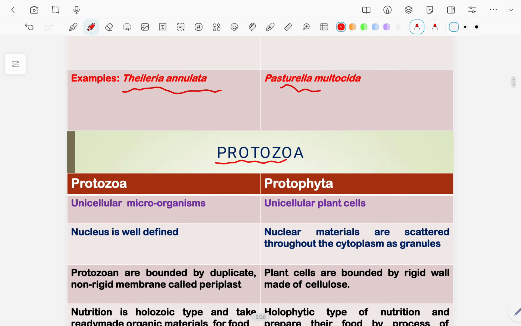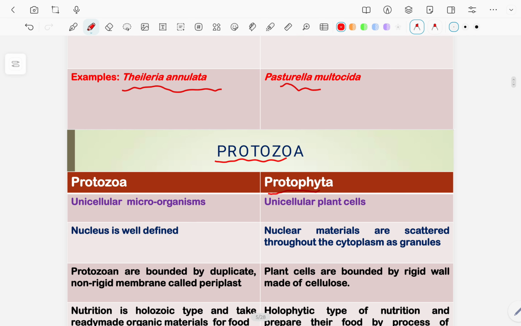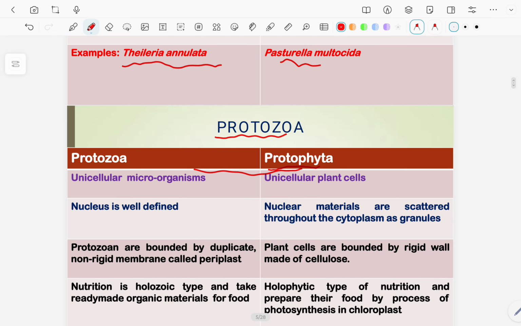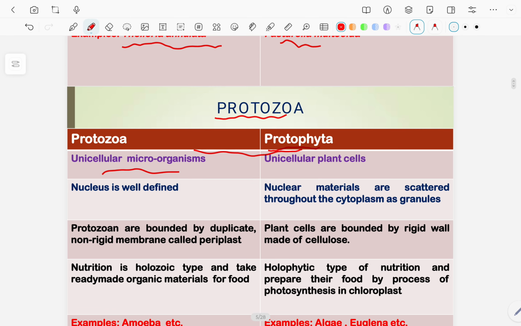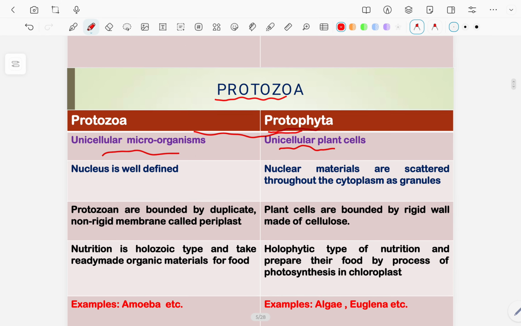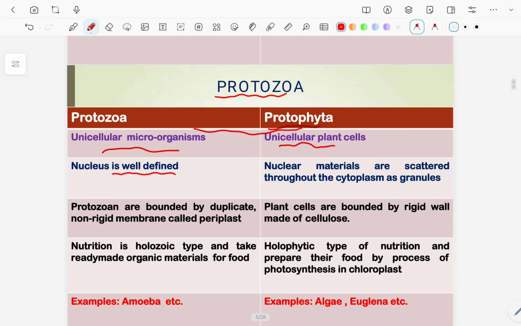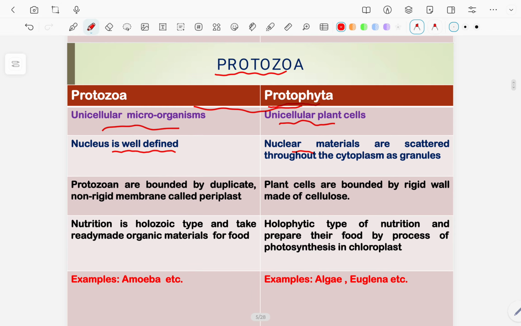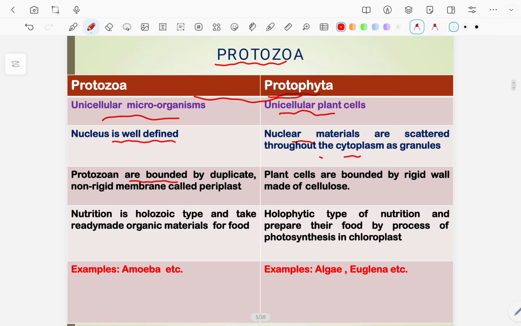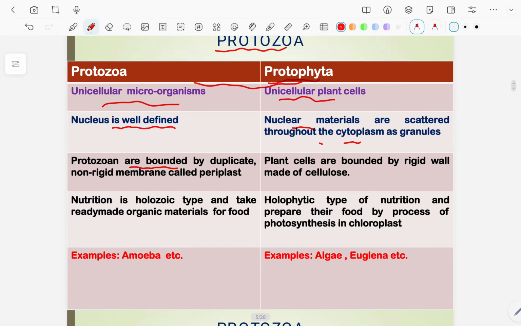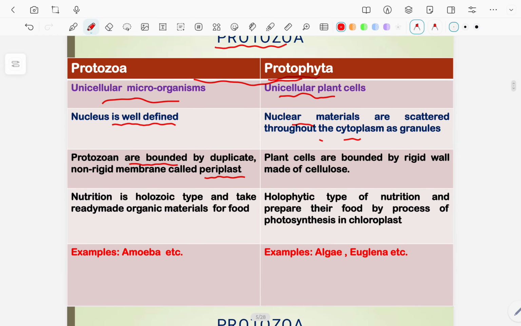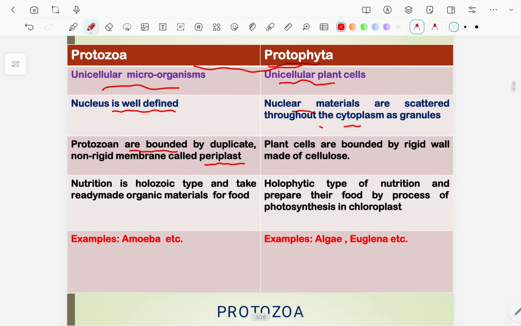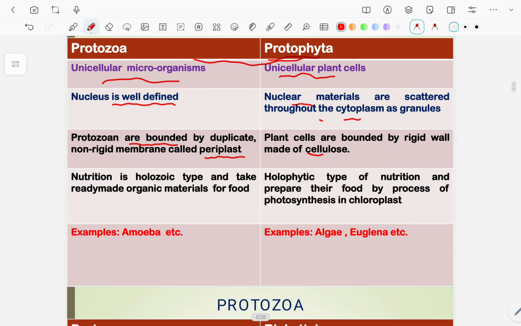Protozoa and protophyta. Difference between protozoa and protophyta: unicellular microorganism, unicellular plant cell. Nucleus is well defined. Nuclear material is scattered throughout the cytoplasm as granules. Protozoa are bounded by a duplicate ring non-rigid membrane called periplast. Plant cells are bounded by a rigid wall made of cellulose.